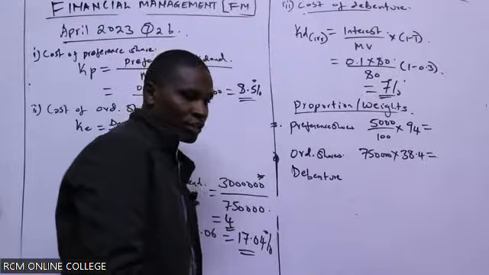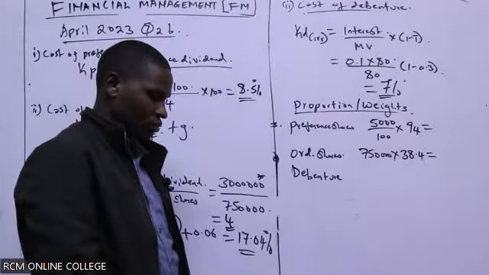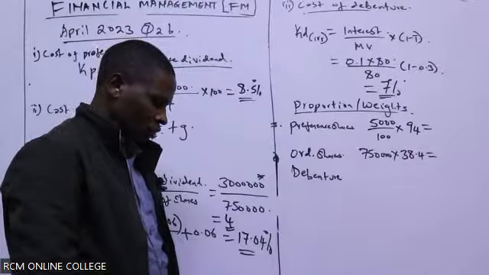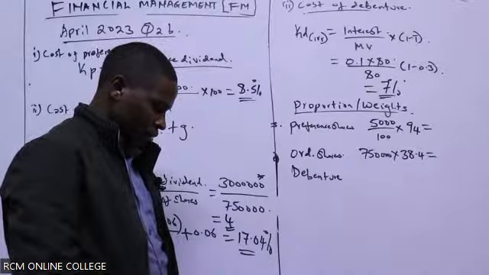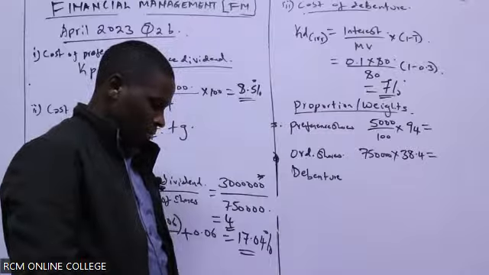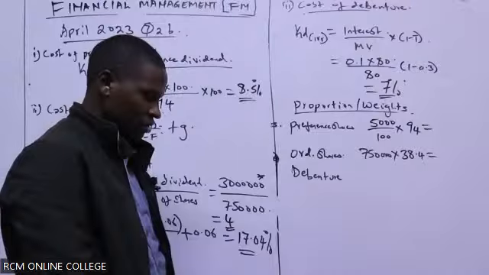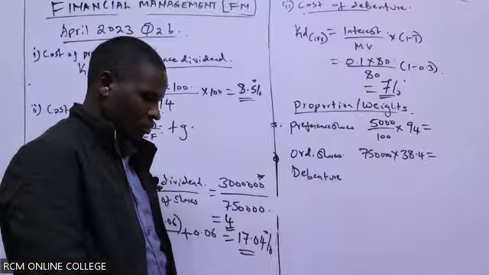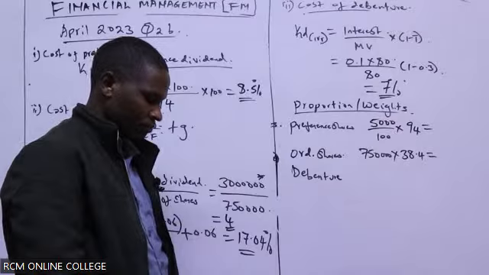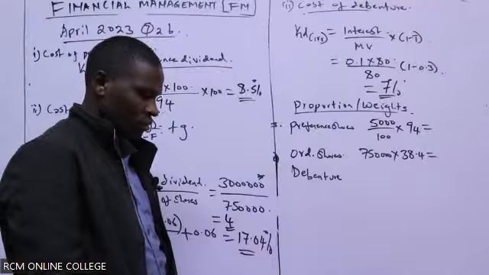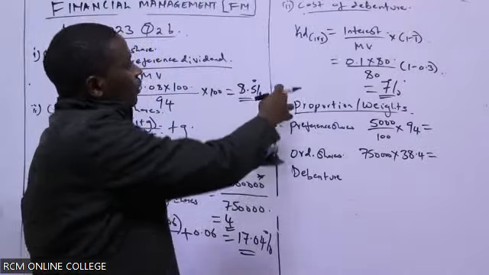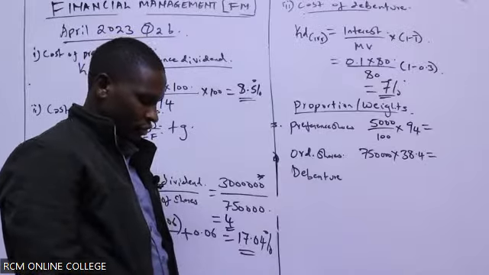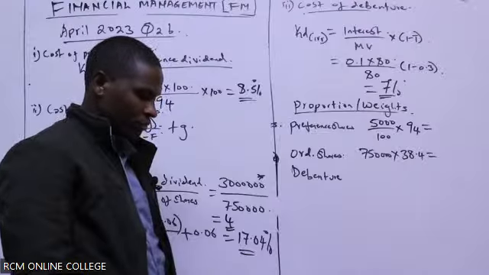Hii sasa debenture ni ngapi? Niangalie tu debenture yetu hapo vizuri. Debenture hatukuwa na par, si ndio? Debenture we did not have par, right? But now after computation, ama after what they have told us, tumeona par ni ngapi? Ni 80. Tumeona par ni 80.